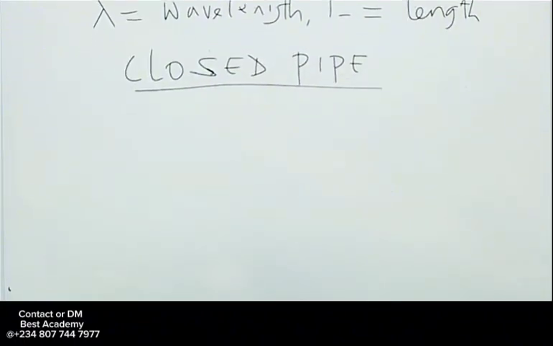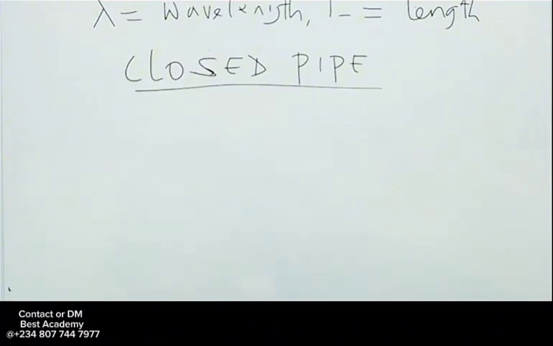A closed pipe is a tube that is open at one end and closed at the other end. That means one end is open, the other end is closed, just like an empty bottle. So an empty bottle is an example of a closed pipe. Please take note.